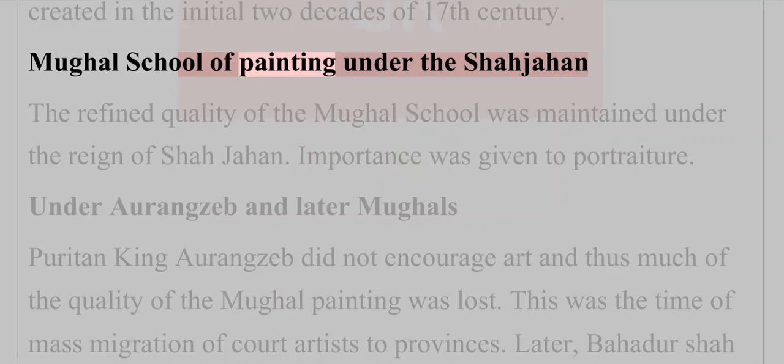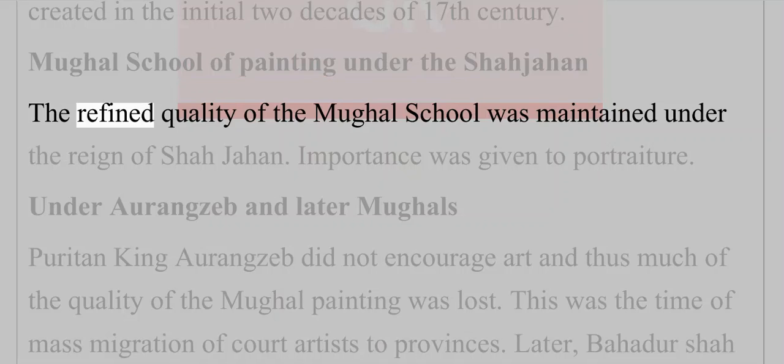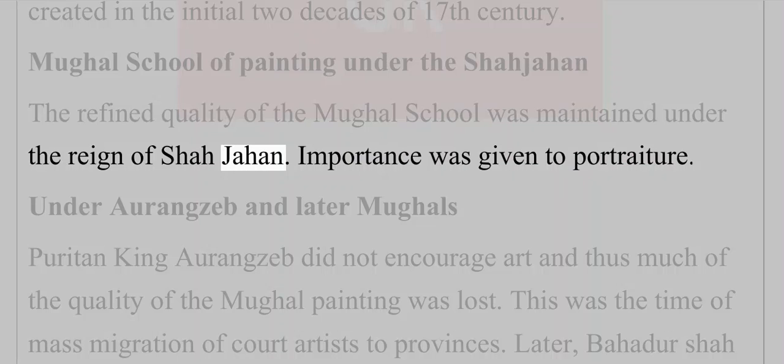Mughal school of painting under the Shah Jahan. The refined quality of the Mughal school was maintained under the reign of Shah Jahan. Importance was given to portraiture.